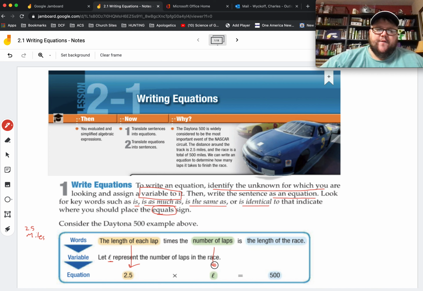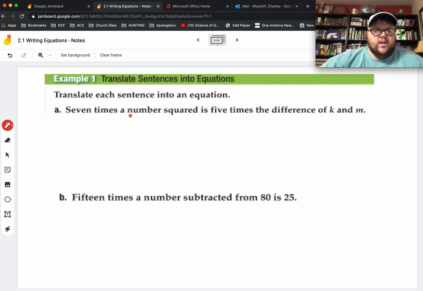Makes sense. L for laps equals the length of the race. Well, we know that Daytona 500 is 500 miles, so it would equal 500. So we would have 2.5 times L equals 500. And that's what you would do. We took it from words into an algebraic equation. So let's do a couple examples together.